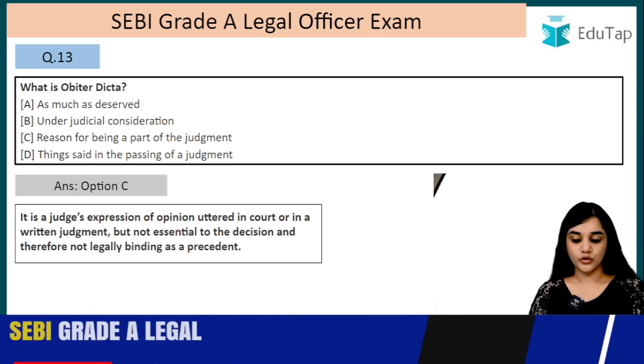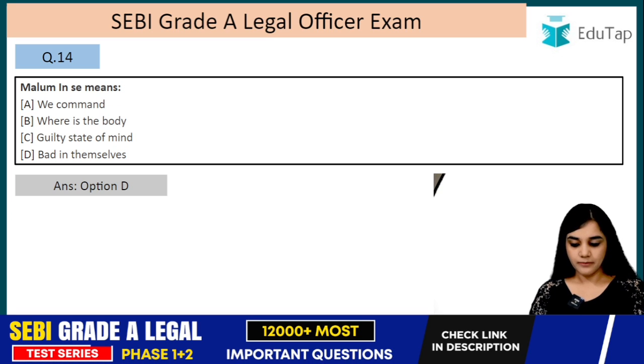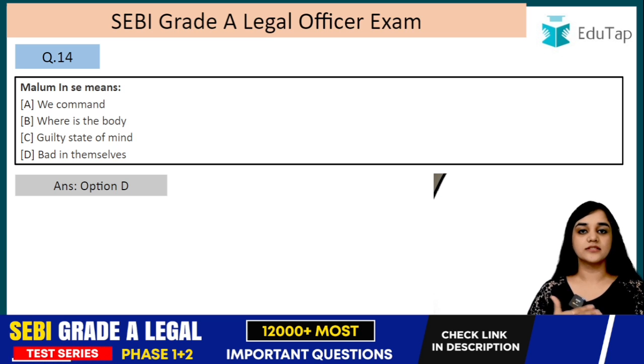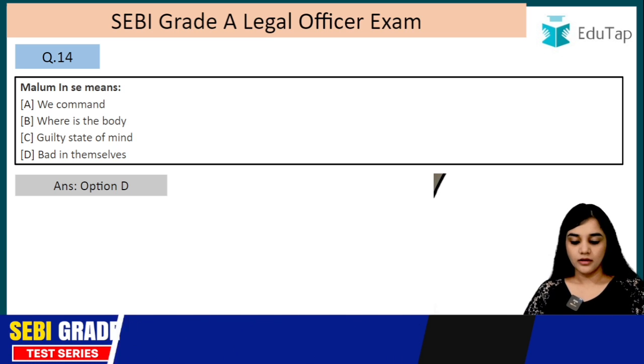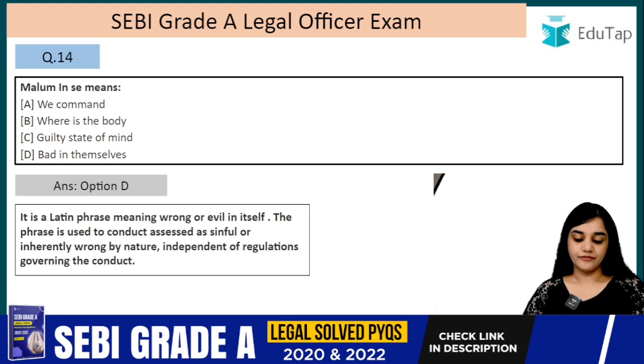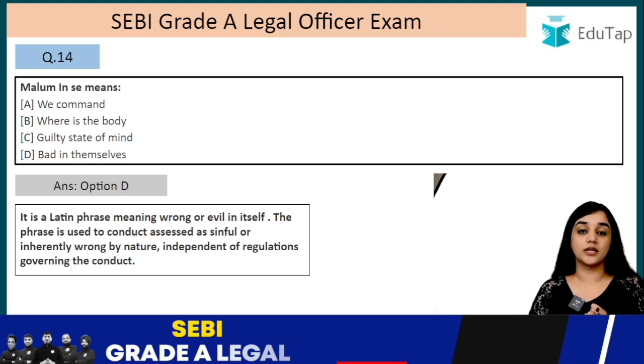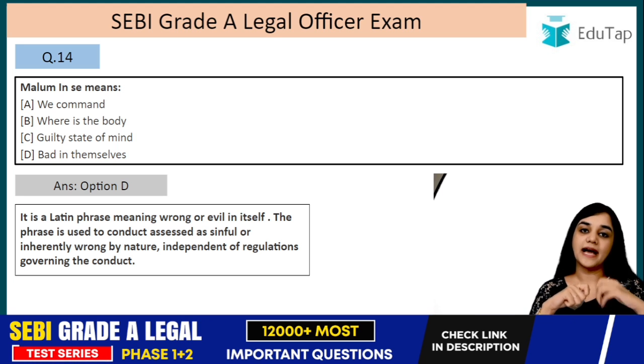Moving on, question number 14. Malum in se. So malum in se means bad in itself, right? Something which is bad in itself, that act is termed as malum in se. It is a Latin phrase meaning wrong or evil in itself. The phrase is used to describe conduct assessed as sinful or inherently wrong by nature, independent of regulations governing the conduct. So it is something that is inherently wrong.